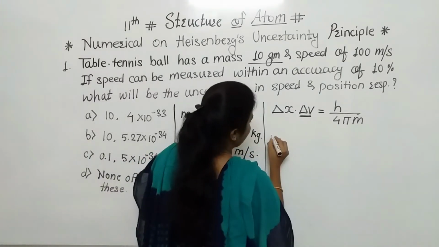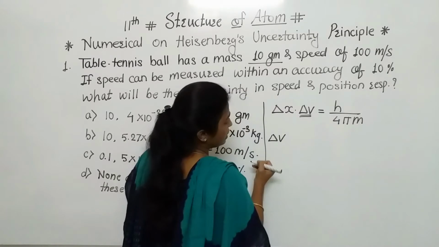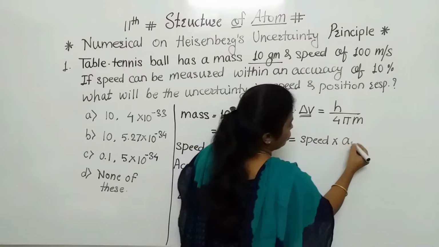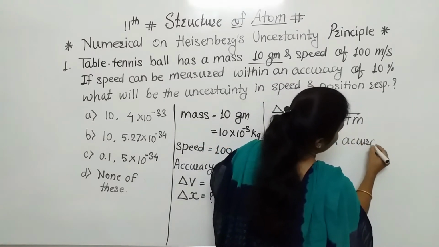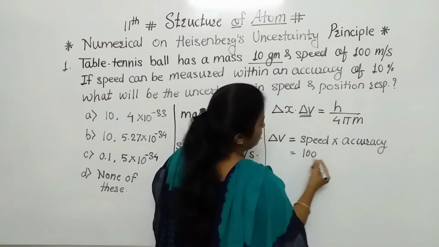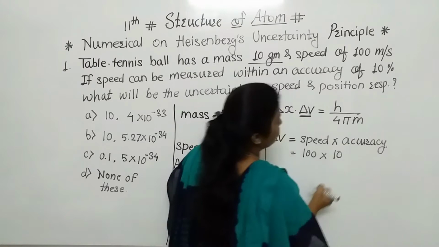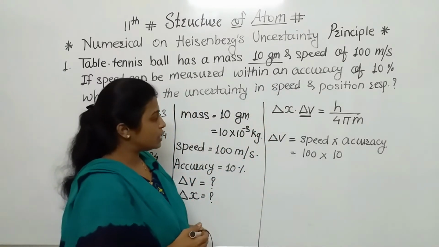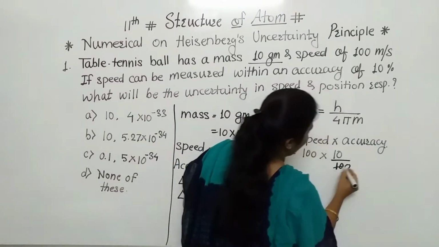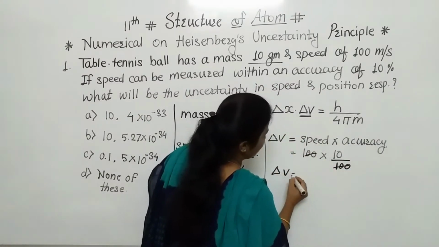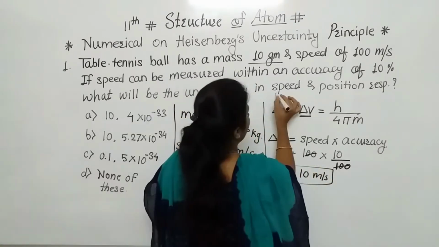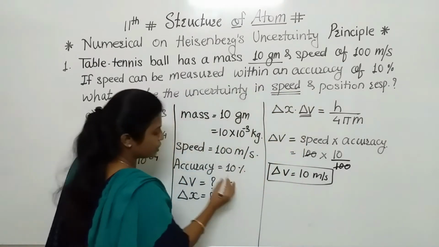So for that purpose we are taking one formula. Uncertainty in speed or velocity is equal to speed into accuracy. Speed is 100 meter per second into accuracy is 10%. It is given in percentage, so what we are going to do? Just we are dividing it by 100. So 100 will get cancelled, and delta V is equal to 10 meter per second. Clear to everyone? So uncertainty in the speed, this part is covered.